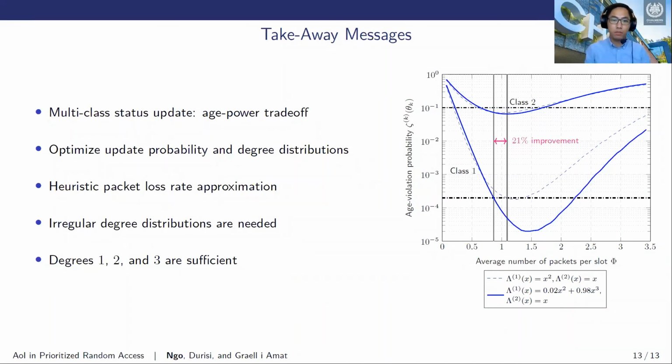Finally, let me conclude the talk and give some takeaway messages. In our work, we have considered the problem of multi-class status update. We studied the edge power trade-off. We optimize the update probability and the degree distribution of each class to minimize the number of transmitted packets. We propose a heuristic bucket loss rate approximation. Our optimization results suggest that we need to use irregular degree distributions. And from further experiments, we see that degrees 1, 2, and 3 are sufficient for the parameters that we tested.